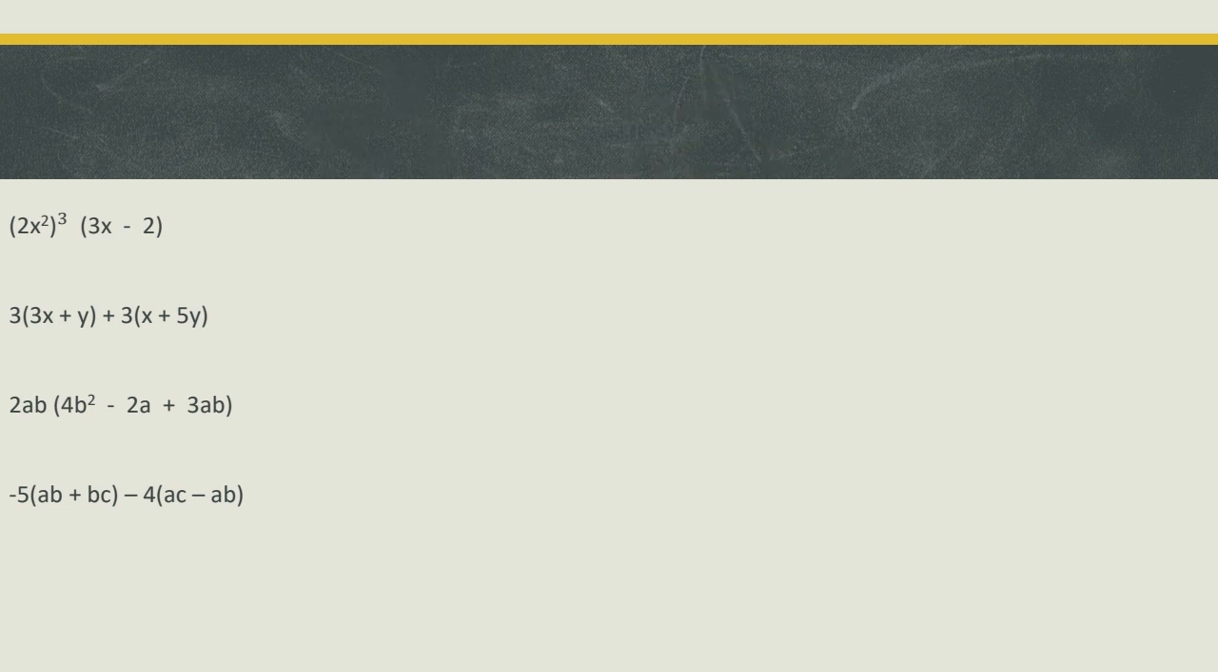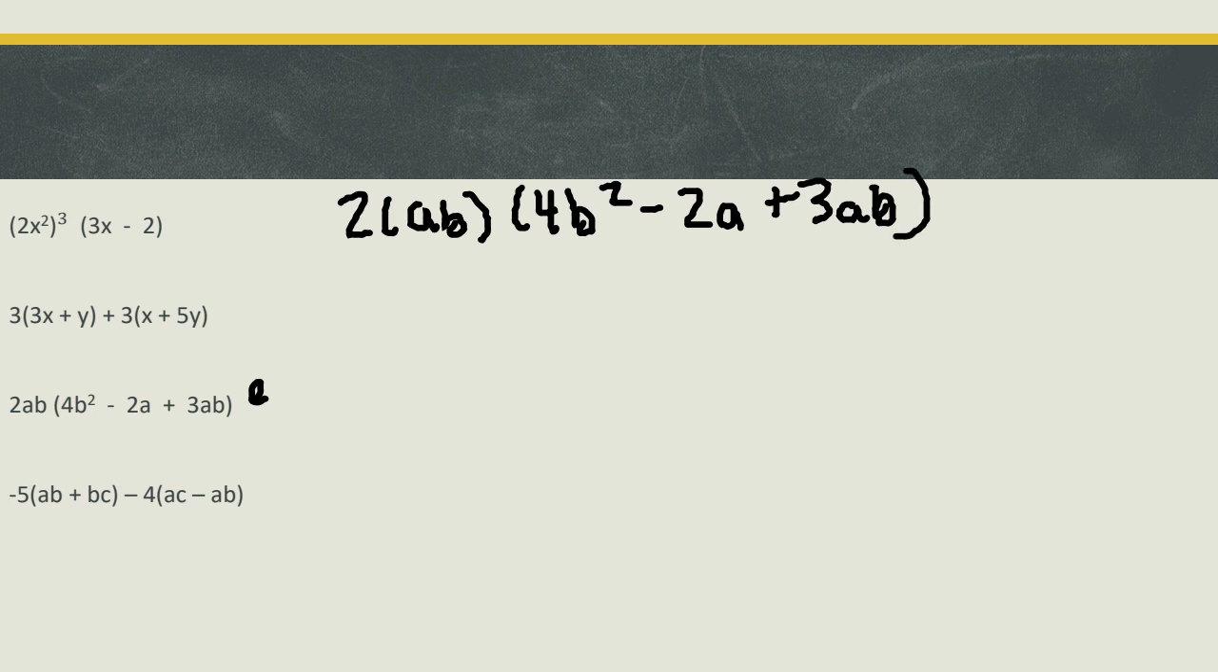Okay, so let's move on to this guy here. So we have 2ab(4b squared minus 2a plus 3ab). I don't know why I wrote brackets there. It's just going to be more confusing to you probably. Let's get rid of that.